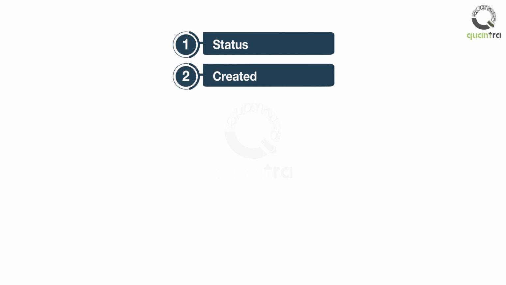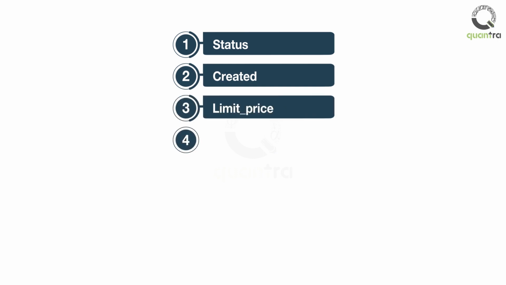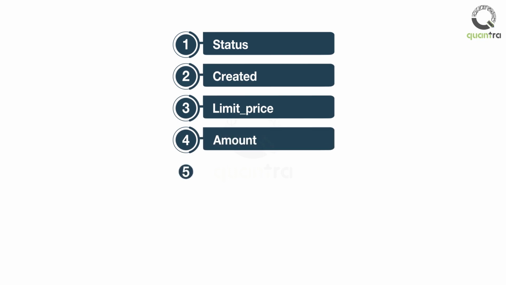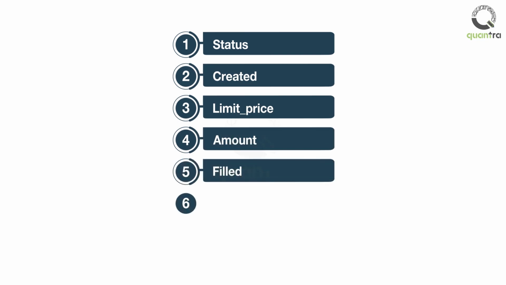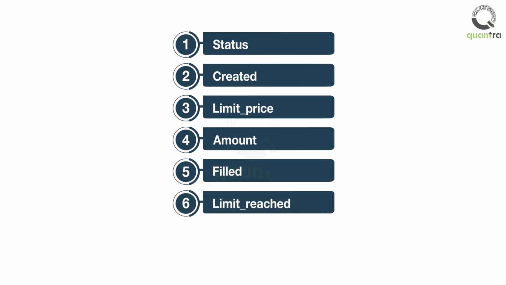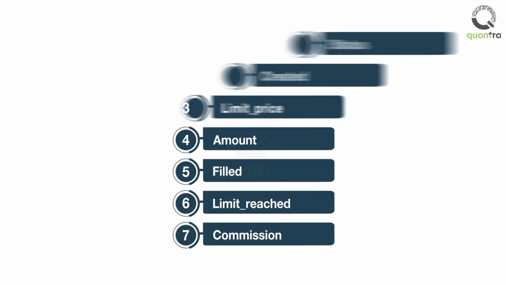The order object returned has the following properties: status of the order, such as open, filled, cancelled, or rejected. Date and time the order was created, in UTC time zone. Optional limit price. Total shares ordered. Total shares bought or sold for this order so far. Boolean variable if limit price has been reached. Commission for the transaction.